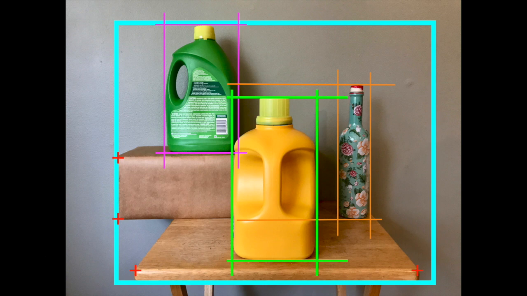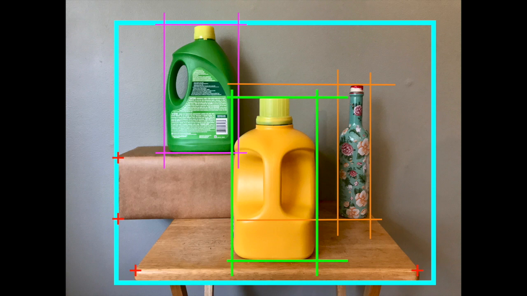Also the left-right with a vertical stick. Same as when I find the overall grouping, but now just on the individual forms. You'll notice that the pink line that is around the green bottle, the green line that's around the yellow bottle, and the orange line that's around the bottle to the right.